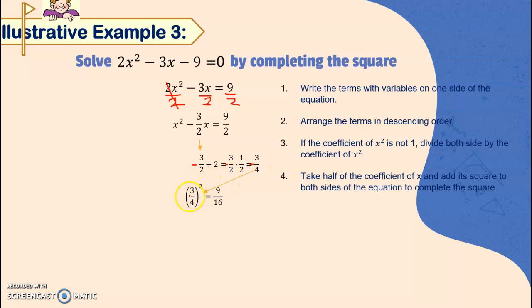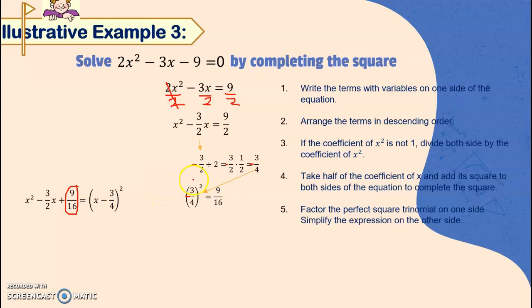So, negative 3/4 yung number natin. And then, when we square this one, basically, it becomes positive na, di ba? So, negative 3/4 squared is 9/16. Now, when you express the left side in this, x squared minus 3 halves x, ano yung in-add natin? Di ba yung 9/16? So, x squared minus 3 halves x plus 9/16 is equal to x minus 3/4 squared. Yun. Ito yung ginamit natin. Right? Continuing. Factor the perfect square trinomial on one side.